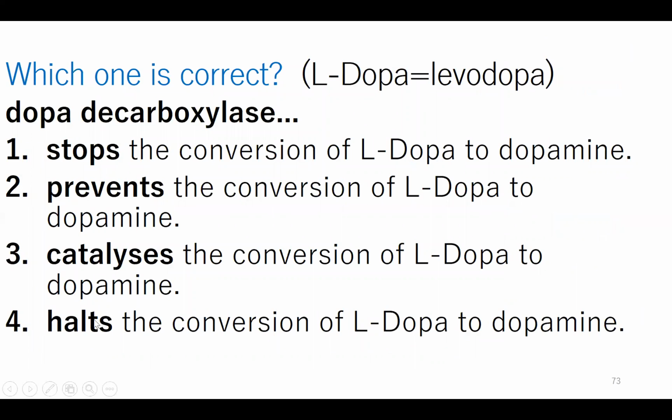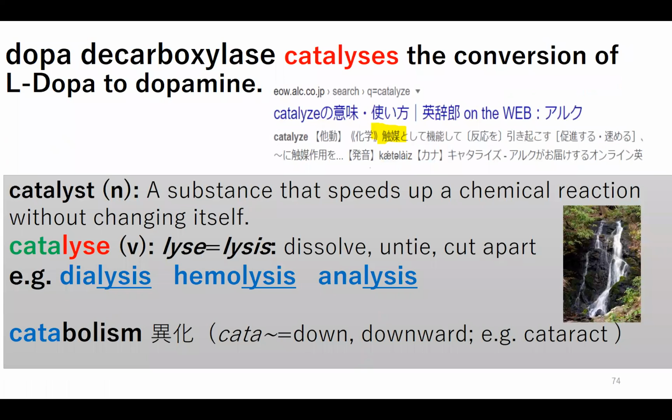In this one I want to focus on the word catalyze, or catalyst. Catalyze is a verb, and we talk about the word catalyze, which means shokubai in Japanese. For the word catalyst, I give a definition. And then this lyse means to break down, pull apart, untie. Lyse or lysis is used in many, many words. It's a very useful suffix.